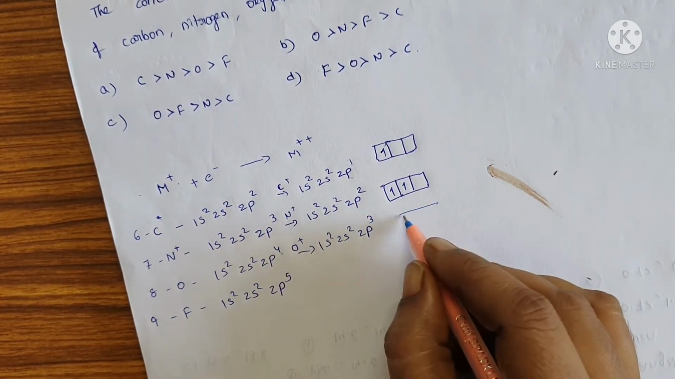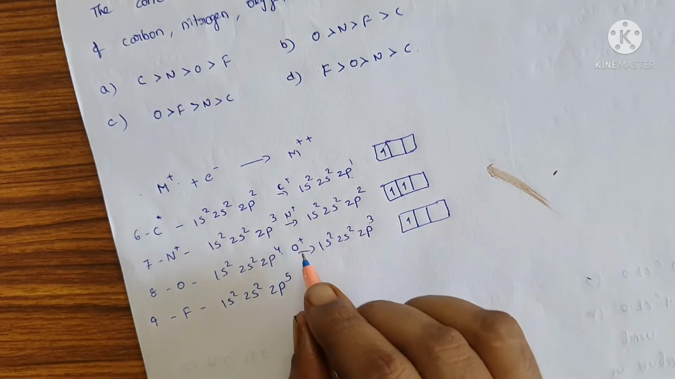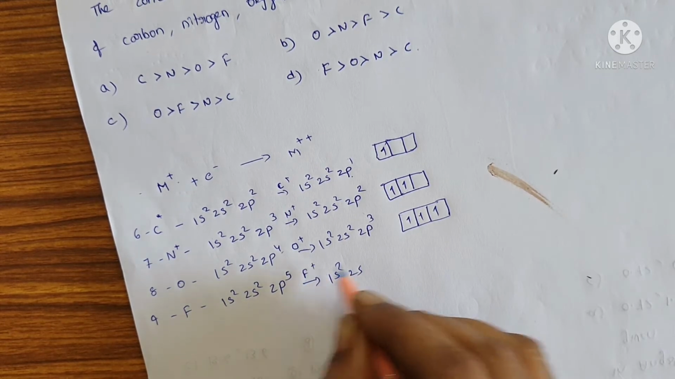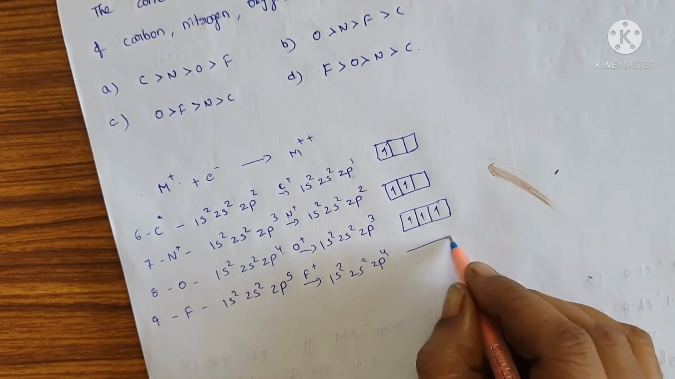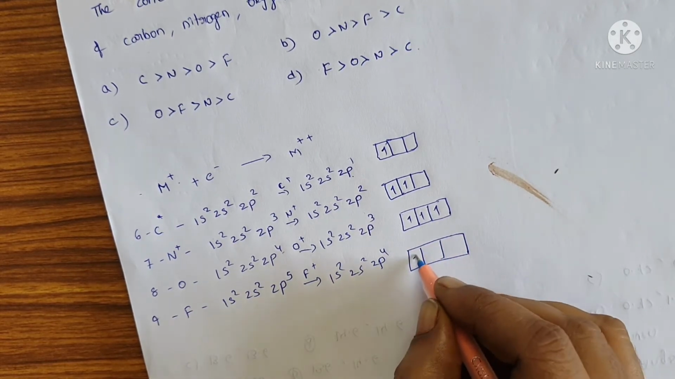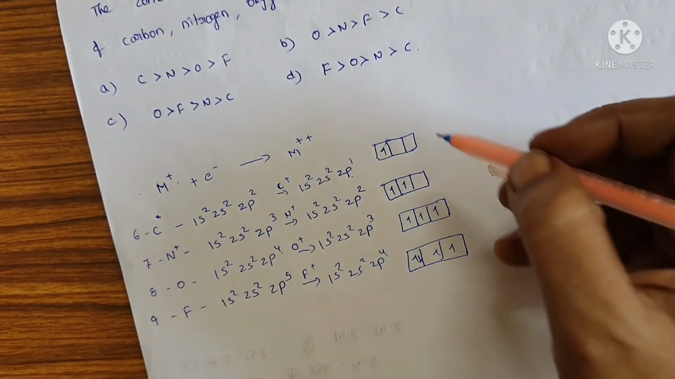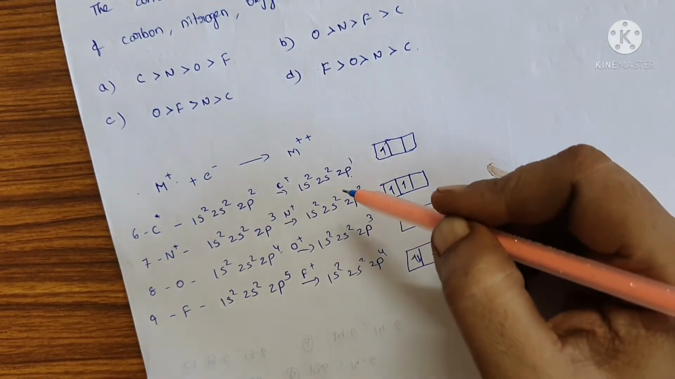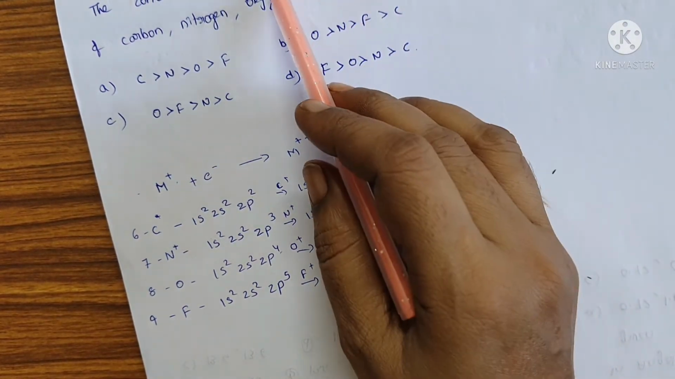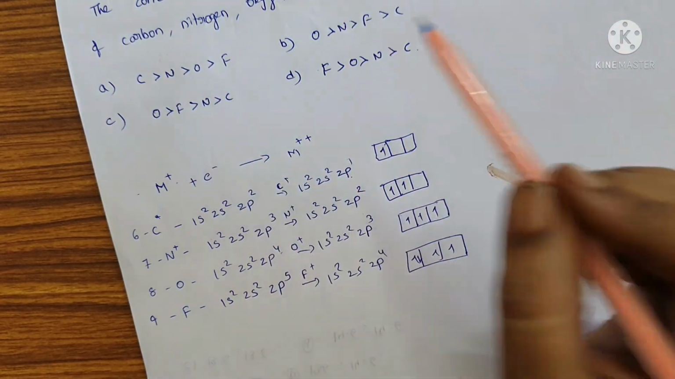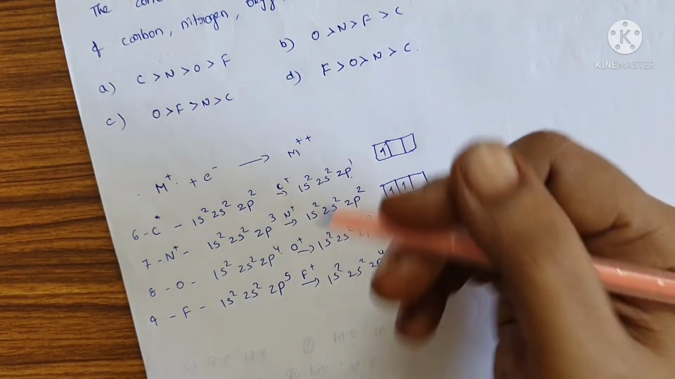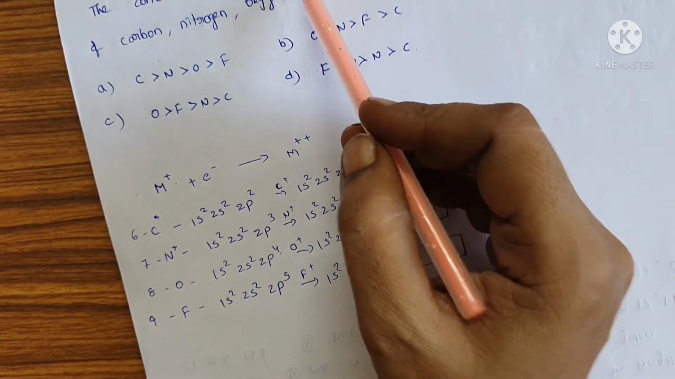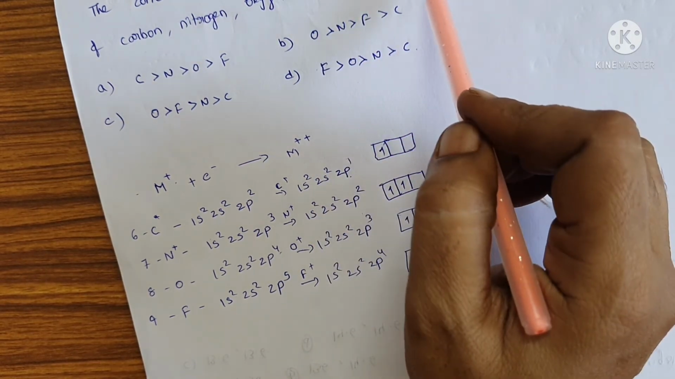Okay, the outermost configuration for O+ is 2p3. For F+, 1s2, 2s2, 2p4. This is the electronic configuration of carbon, nitrogen, oxygen and fluorine after removing one electron. One electron is already removed from the atoms. The energy required to take another electron from the cation is called the second ionization potential.